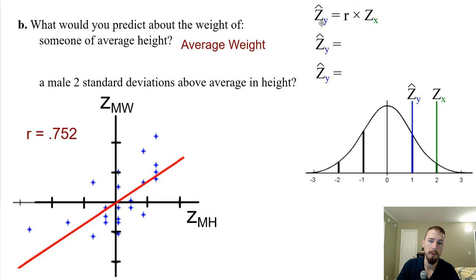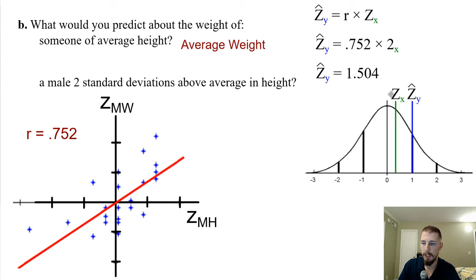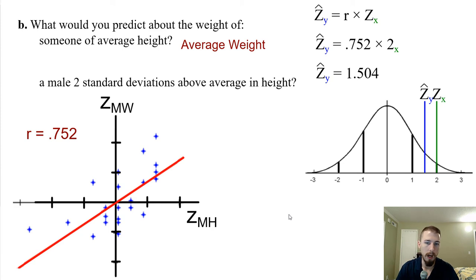Our regression to the mean equation is that the predicted z-score for the y value is equal to the correlation coefficient times the z-score for the x value. If they said 2 standard deviations above average, that'll be a positive 2. So it's going to be our correlation coefficient times 2, which gives us 1.504. If I graph that out, we start out at 0, and we can only go over the correlation coefficient times that value, which is about 1.5 standard deviations above the mean for the predicted weight for that male.